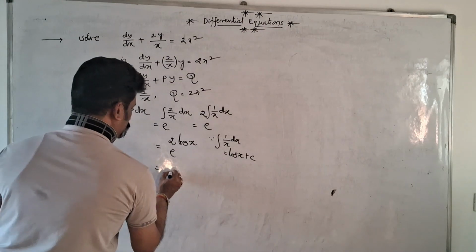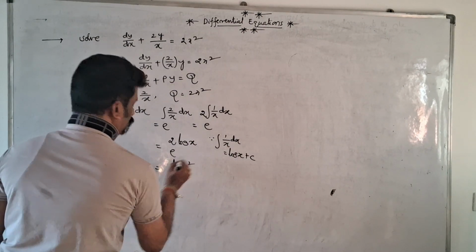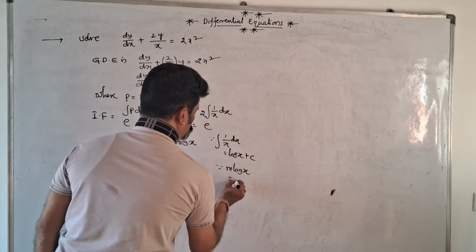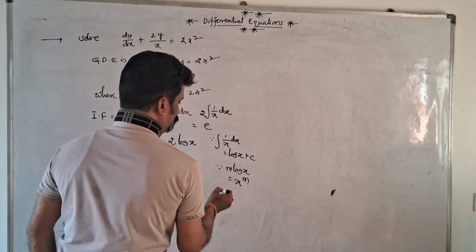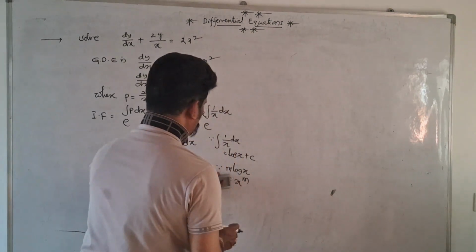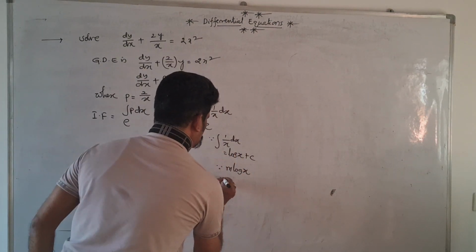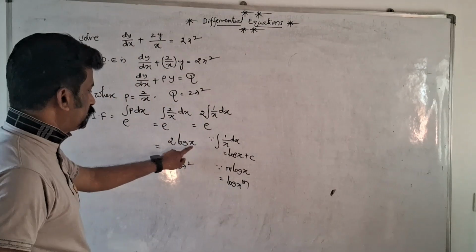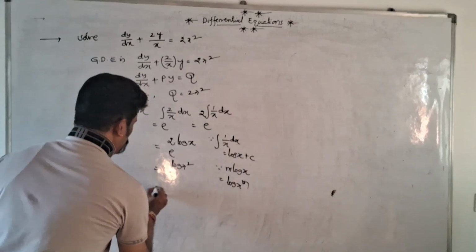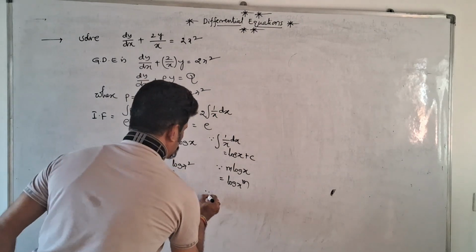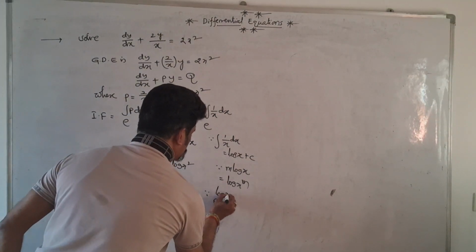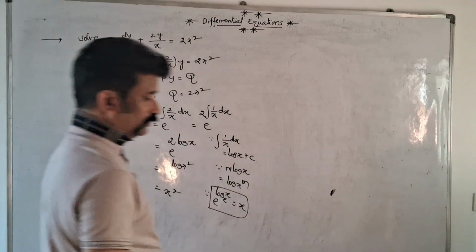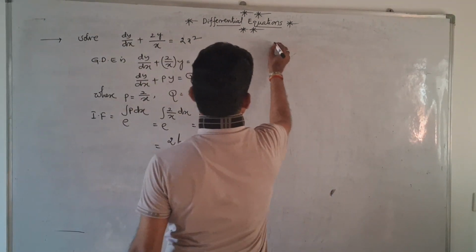Now here e to the power of 2 log x is equal to e to the power of log x square, since m log x is equal to log x to the power of m. So 2 log x is equal to log x square. So this value is equal to x square, since e to the power of log x to the base e is equal to x.